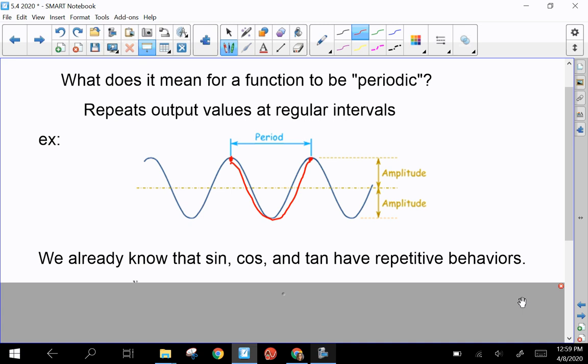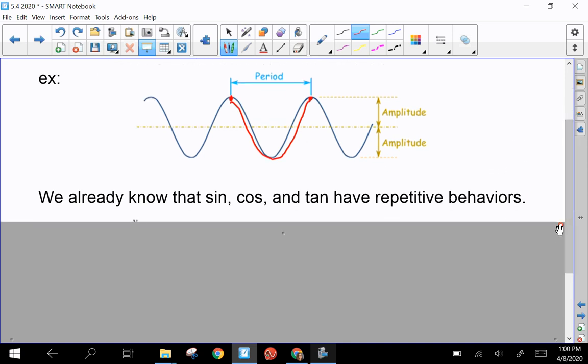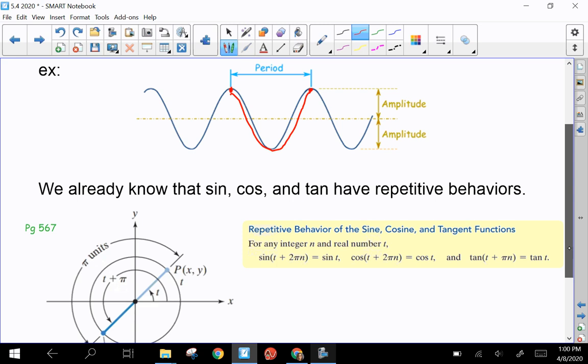Whether you thought about it as being repetitive or not, we have explored the fact that sine, cosine, and tangent do have repetitive behaviors. We've explored this as we've traveled around the unit circle. We found that as we made multiple revolutions around, also known as coterminal angles, we would end up with the same values for sine, cosine, tangent, etc. We didn't call that being periodic, but that really is what it is. Multiple revolutions are going to repeat that pattern.